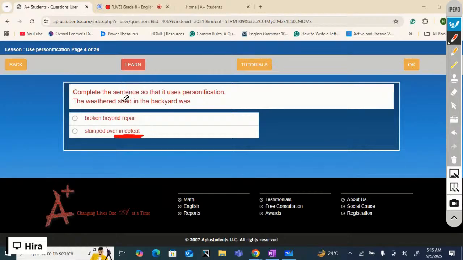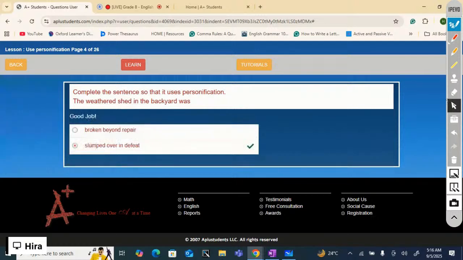Things do not work this way. These are not the qualities of things. These are human qualities. So when you accept this one, you give a human quality to a non-human object. So the second one is the correct answer. It uses personification.